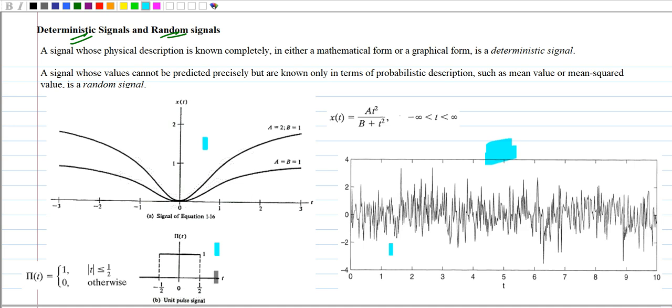Whereas in these two cases, there is a simple uniform distribution-like pattern, so we can write a simple mathematical equation for it. This is the mathematical equation for this signal, and this is the equation for this graph. It is a very simple equation. So these are classified as deterministic signals, and this one is a random signal.